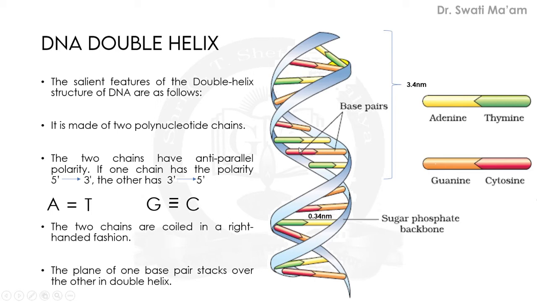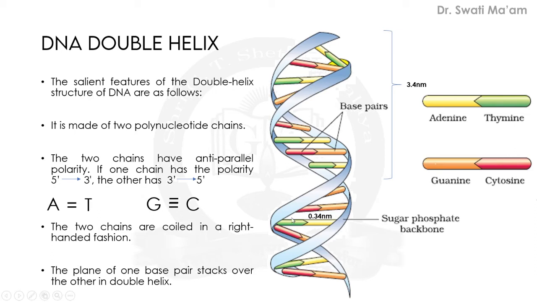And if you see this distance starting from here up to this, it is turning like this and it is ending up to this. So this is known as one spiral and its dimension is 3.4 nanometer. It can also be written as 34 angstrom. Nanometer is 10 raised to minus 9. Similarly, the distance between the two base pairs is 0.34 nanometer. So these are some of the dimensions.